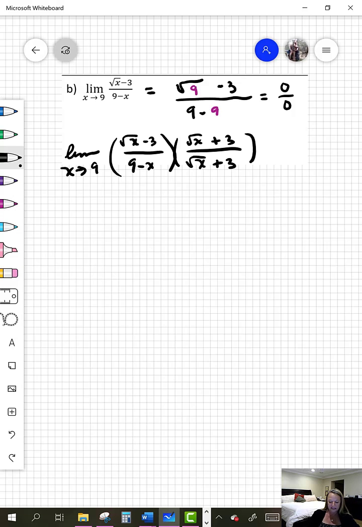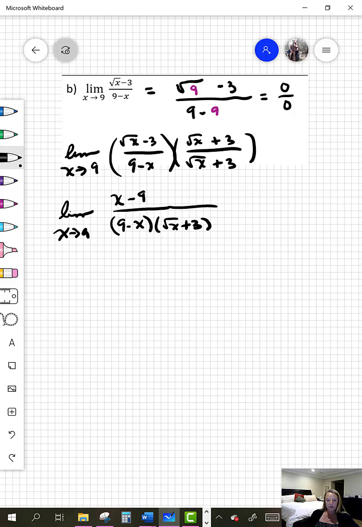Okay, so looking at this, we're going to distribute. We have a difference of squares up there, so this is the limit as x is approaching 9 of the square root of x quantity squared, which is x, minus 3 quantity squared, which is 9, all over 9 minus x. I'm not going to distribute in the denominator, times the square root of x plus 3. Again, if you plug in 9, we'll still get 0 over 0.